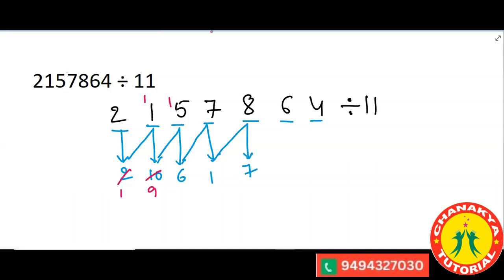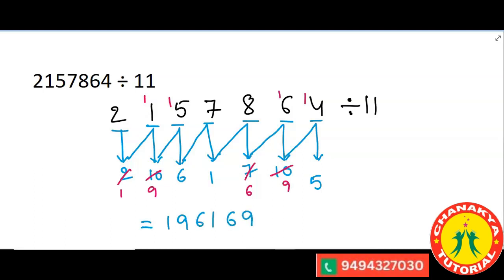7 will become 6 and 6 will become 16. 16 minus 6 is 10. 10 will become 9 and 4 will become 14. So 14 minus 9 is 5. And the answer finally? 6169 with remainder 5, correct.